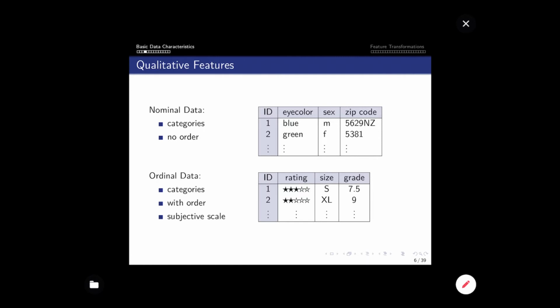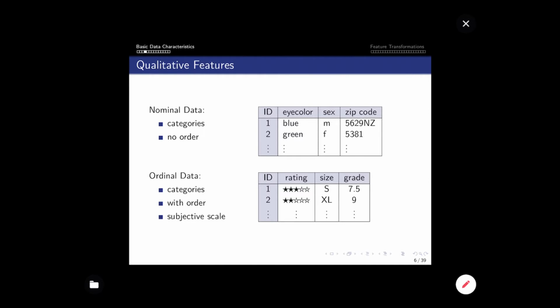For example, you can think of a movie rating, where you can give 1 to 5 stars for a movie. But 1 star does not mean the same for every person. And also the differences are not necessarily always the same. So there might be a bigger gap between a 2-star movie and a 3-star movie than there is between a 3-star movie and a 4-star movie.